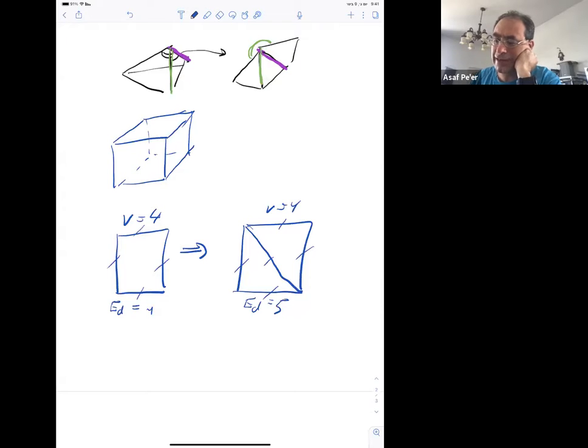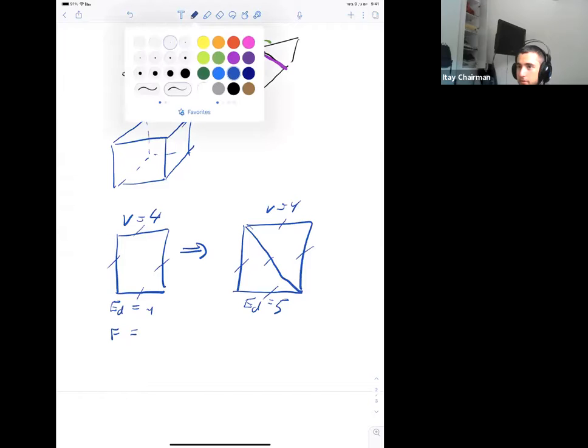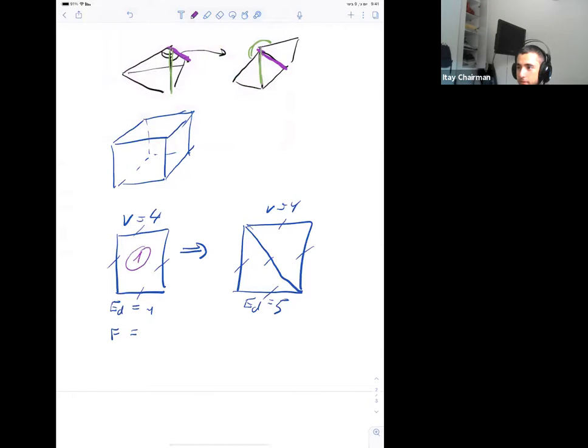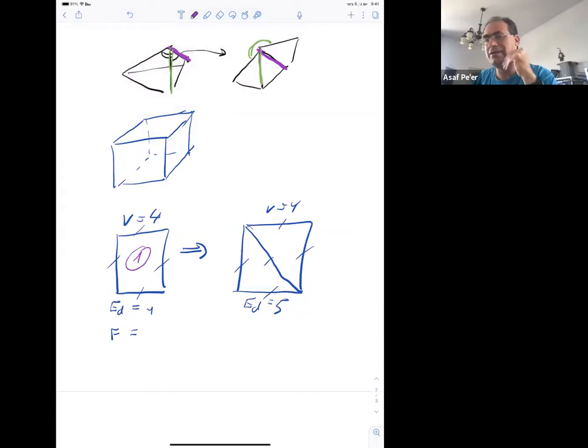Those of you who thought of that enough, you should have no problem answering this, right? You thought of vertices and edges and everything. What's the number of faces? 1. 1, right? 1 face. What's the number of faces here on the right hand? 2. 2, right? 1 and 2.